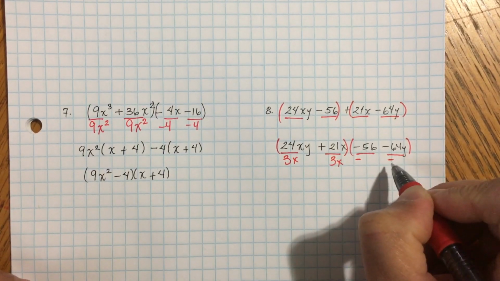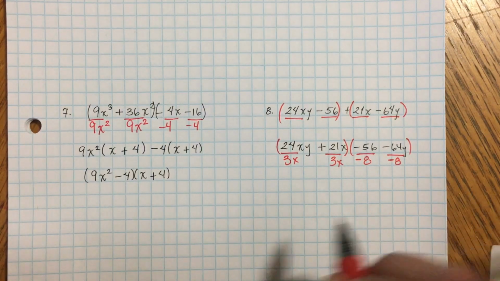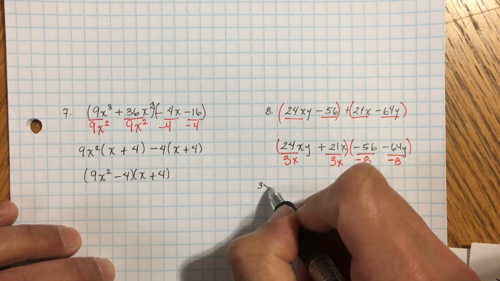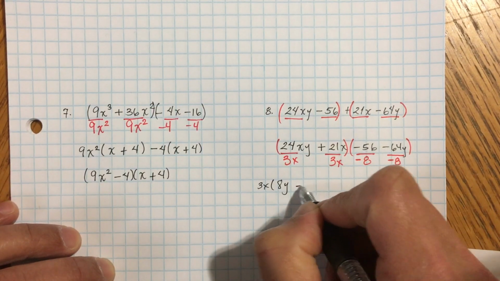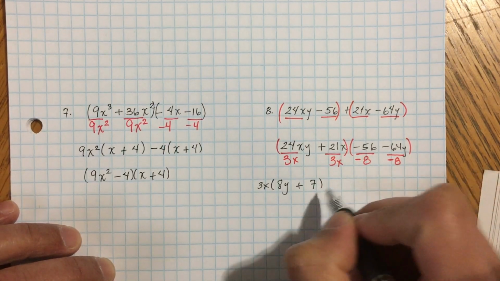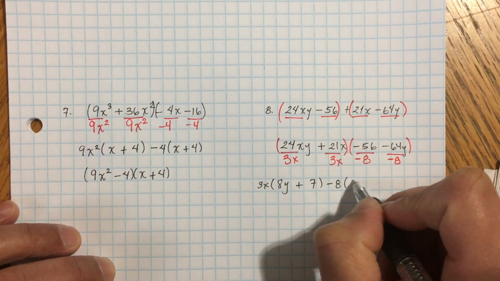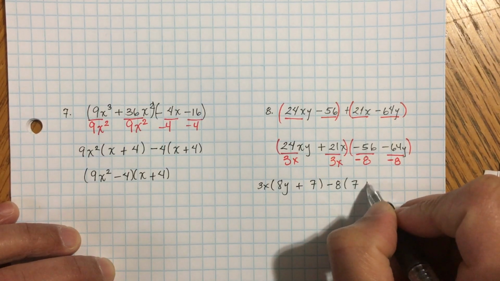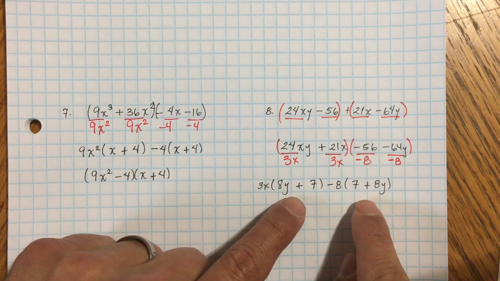And then what goes into each? 8 goes into each, okay. And that's about it, okay. And then what do we have here? Take out that 3x. 24 divided by 3 is 8 with the y, plus 21 divided by 3 is 7, okay. Take out that minus 8. 56 divided by negative 8, that's 7. And then negative 64 divided by negative 8, that's a positive 8y, okay. Are these two the same thing?